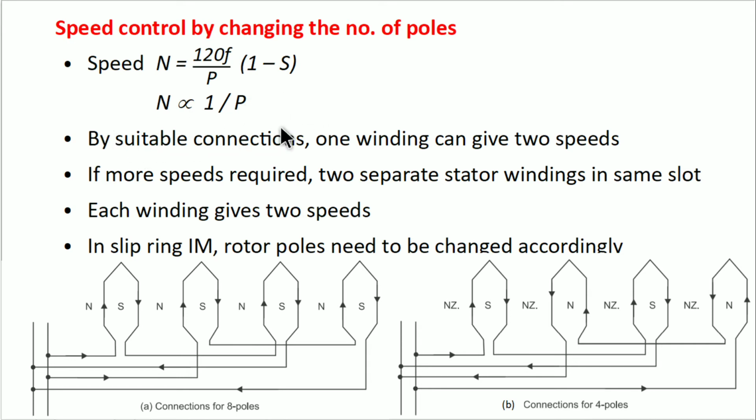One is by suitable connections. One winding can give two speeds. Now let us see how by suitable connections one winding gives two speeds. Here we have shown 4 coils, 1, 2, 3 and 4. First and third coil are connected in series. You can see here is the path.